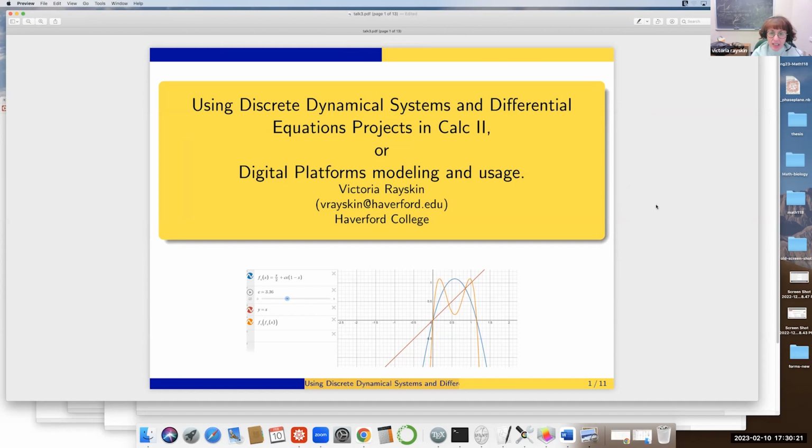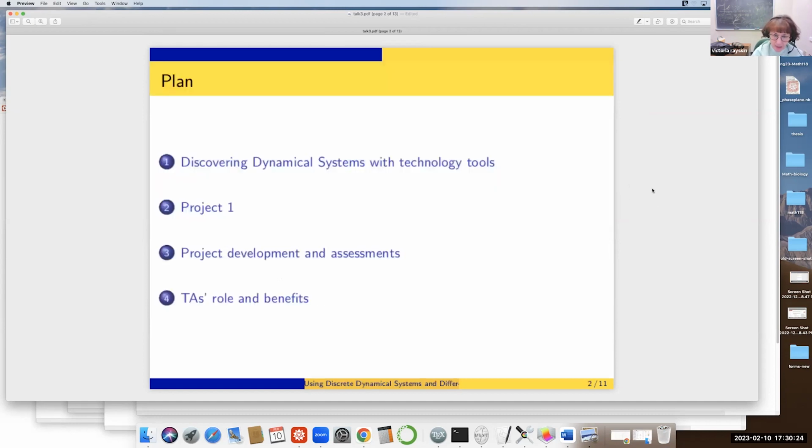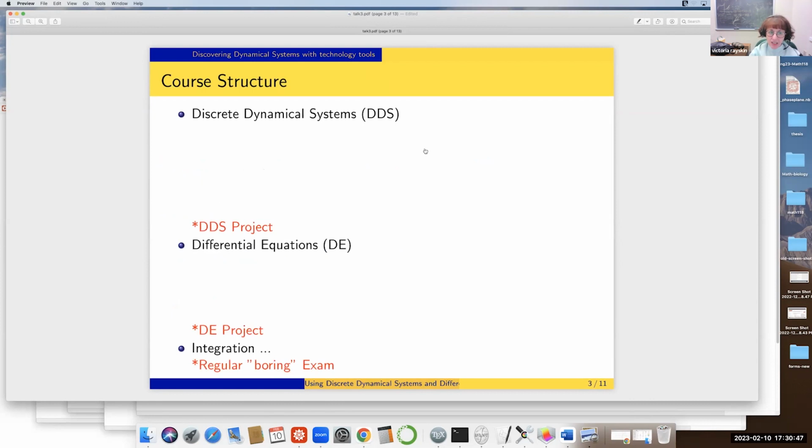So I would like to talk about the structure of the course. So we discuss the tools that I used. The most exciting part are projects. And then I will talk a little bit about the project development and TA's role, which is wonderful. So the structure of the course is the Discrete Dynamical Systems, DDS, which culminates with the project on DDS.